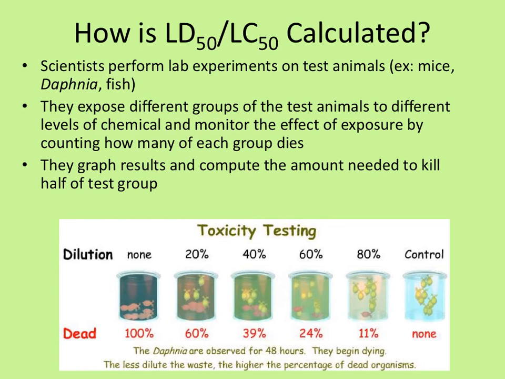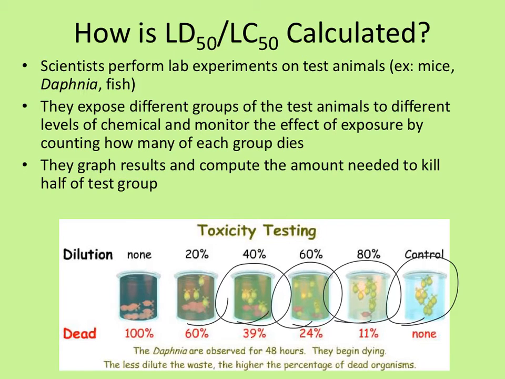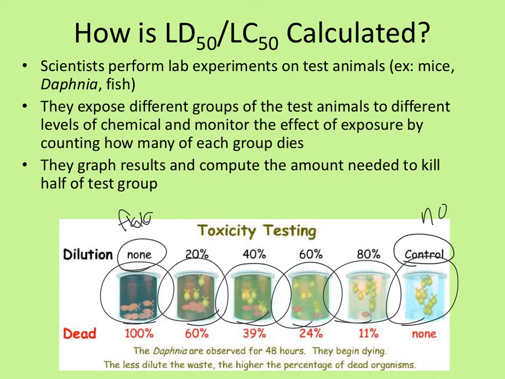So how do we actually compute LD50 from an experiment? Basically, in an experiment they set up multiple groups of rats or fish. In this case it's fish. So we've got 6 groups of fish. This group is going to have a control amount of dilution of toxin, which basically means it's going to have no toxin in it. And this group is going to have no dilution, which is going to be full amounts of toxin.